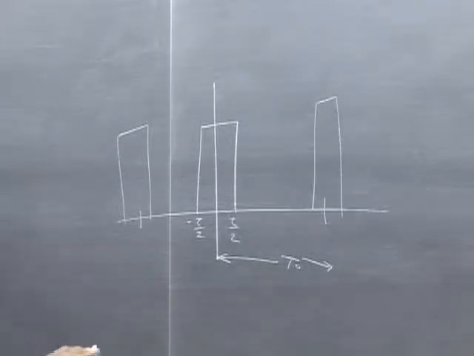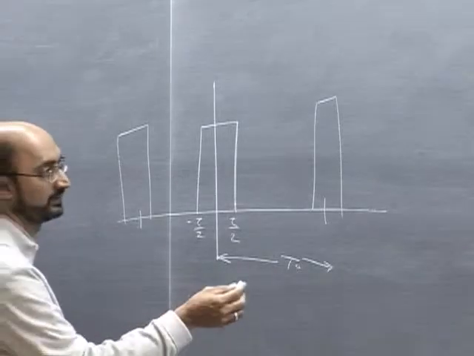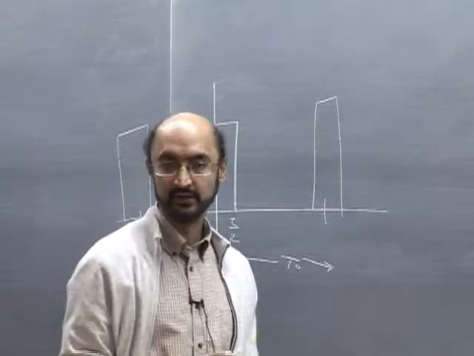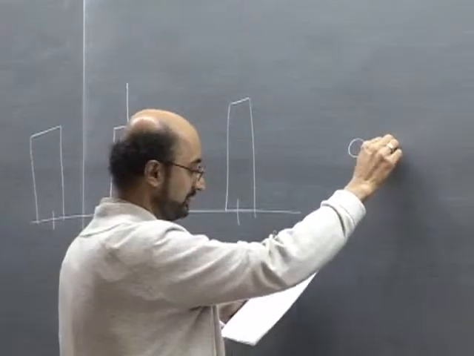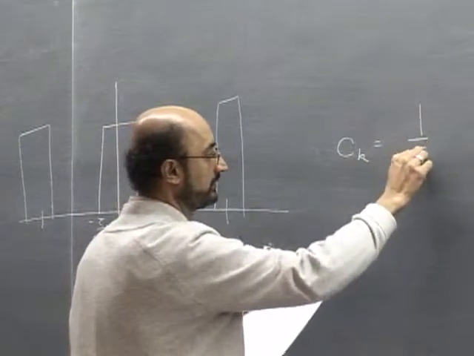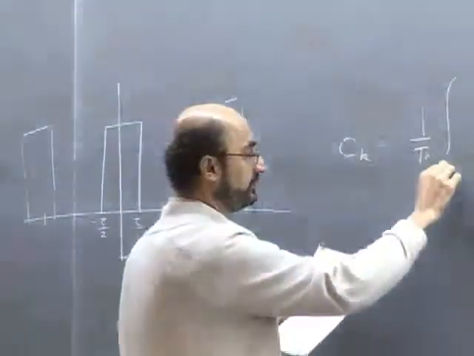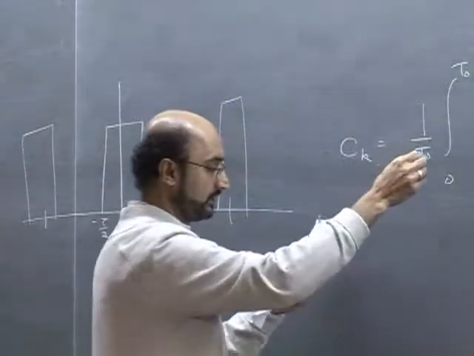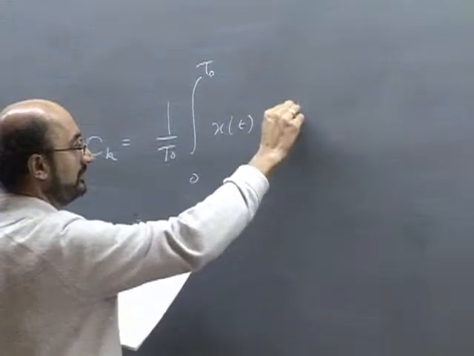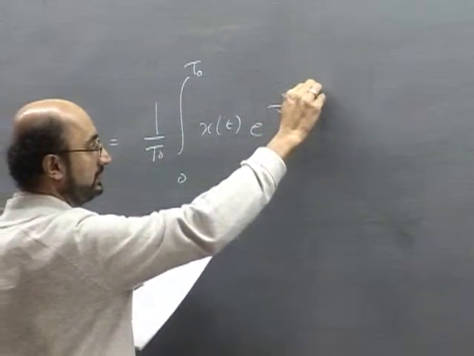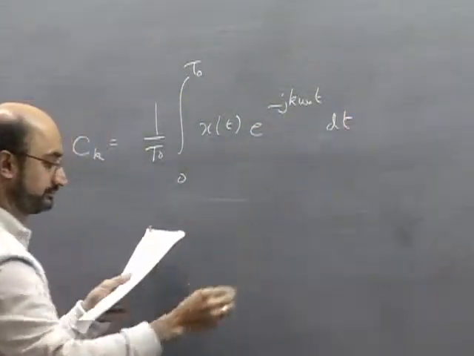And we compute the Fourier series by using the compact form of the series. And we just say ck, the kth coefficient, is given by 1 over t naught, integral 0 to t naught, that's the period, x of t. And the form is kind of important over here, e to the minus j k omega naught t dt.